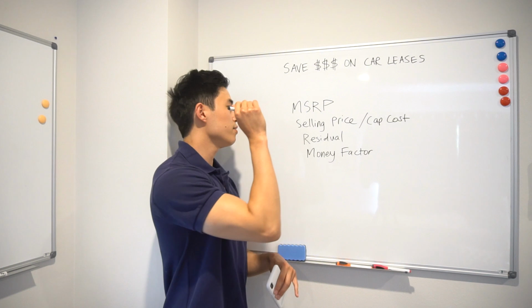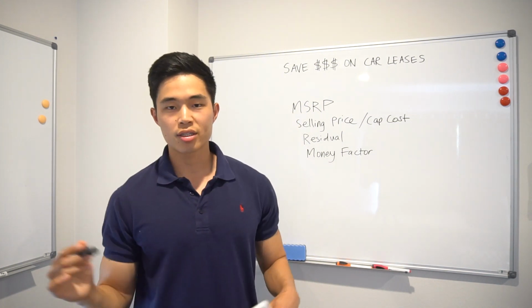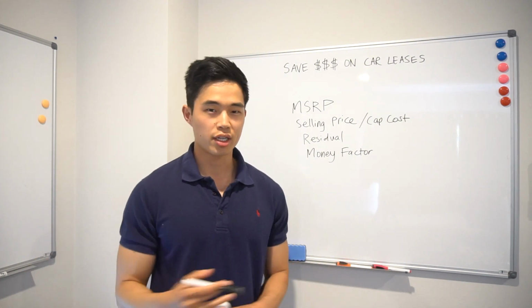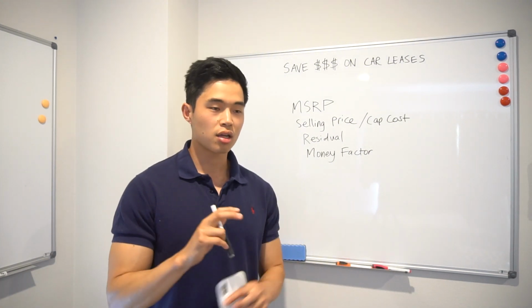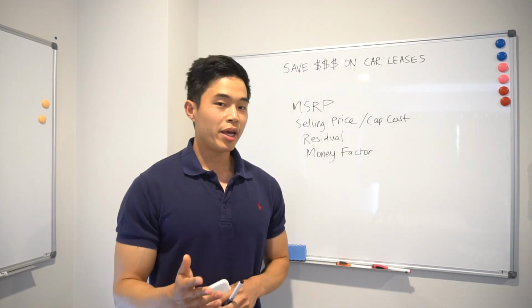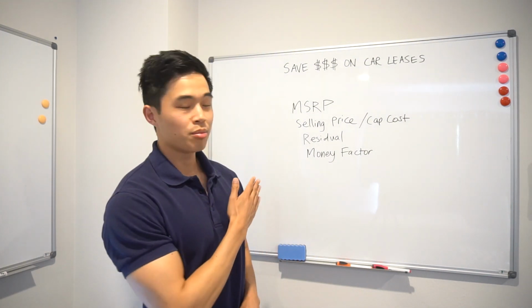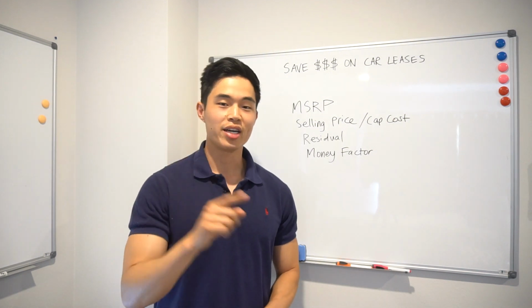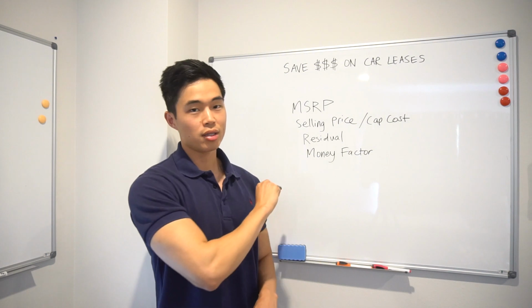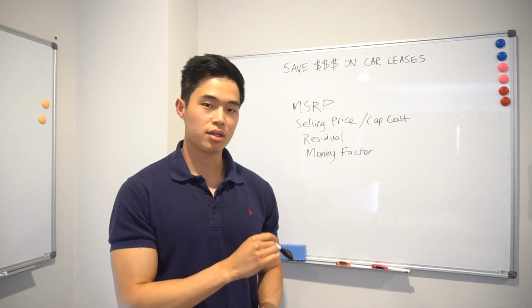The first term is the MSRP, the manufacturer's suggested retail price. It's pretty much just what it sounds like. It's the cost of the car, what the manufacturer thinks the car is worth. We're not going to be paying that much, because if you pay MSRP for a car, then you're not getting a deal. That leads us to the next term, which is the selling price or the capitalized cost.